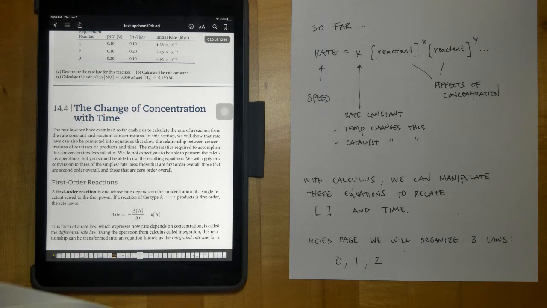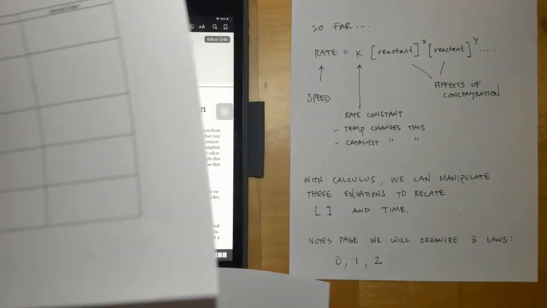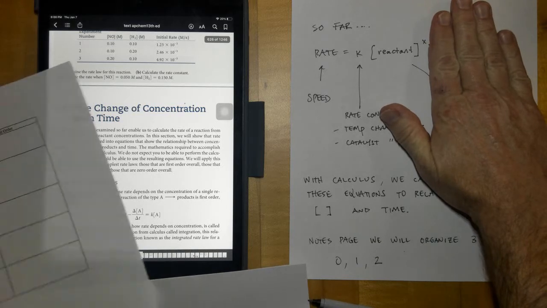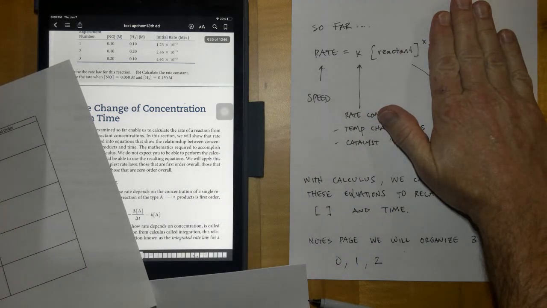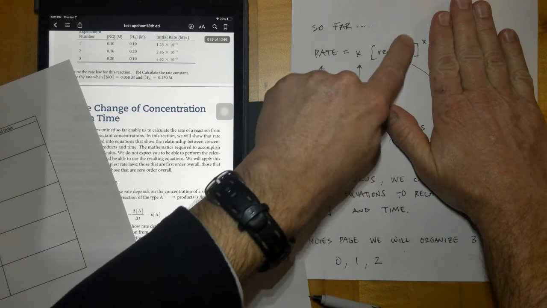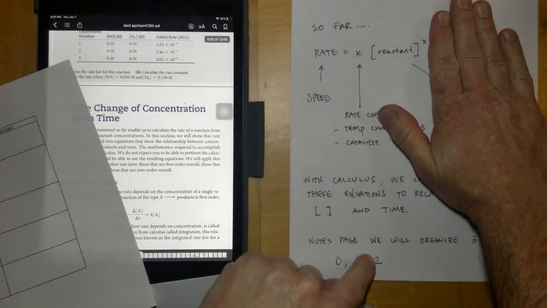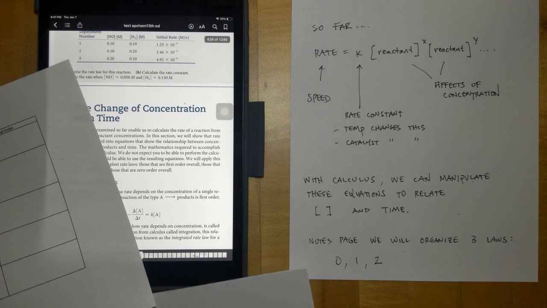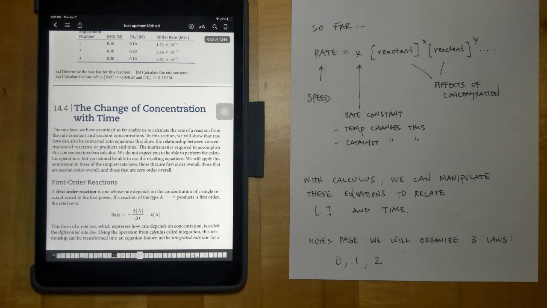And you have a notes page, looks like this guy right here, that we're going to use to organize three different rate laws and then perform the calculus operation of integration on those three different rate laws. We're going to look at a zeroth order. So imagine it's this equation right here, and the x is a 0. A first order, remember, imagine it's this equation, but the x is a 1. And a second order, so imagine it's this equation, but the x is a 2. So we're only going to look at those three because those are probably the most popular as far as being seen in nature or just used.